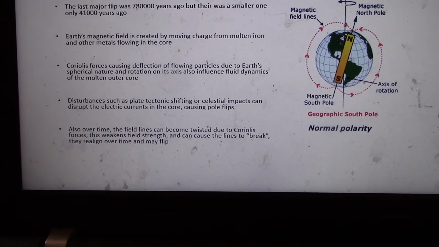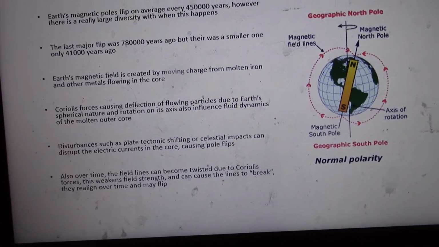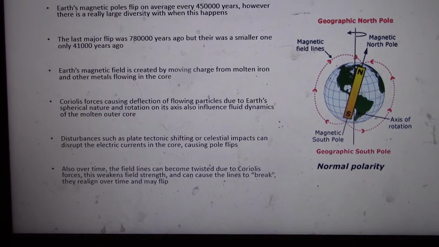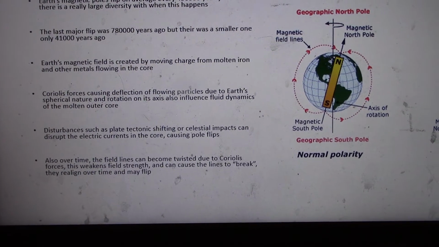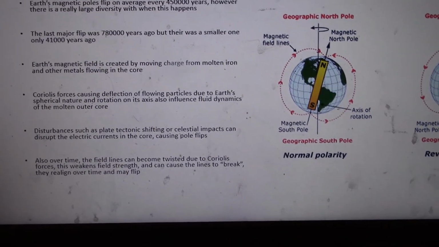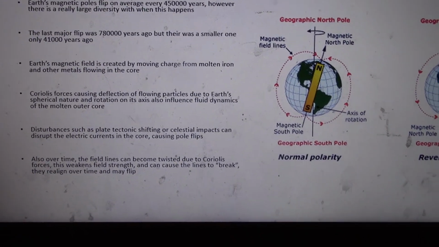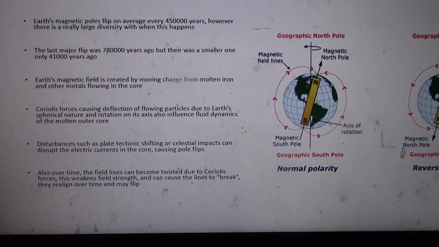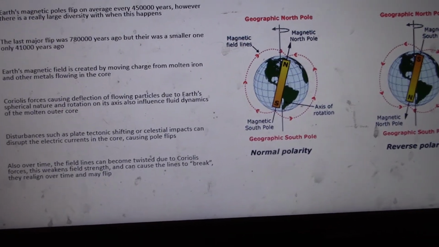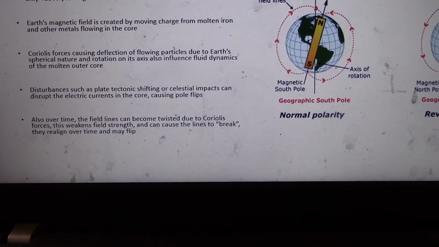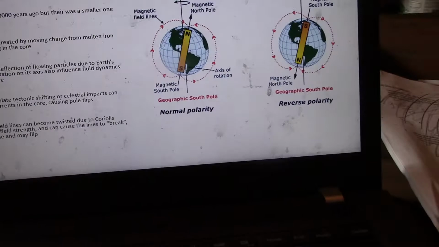Right, so Coriolis forces cause deflection of flowing particles due to Earth's spherical nature and rotation on its axis. And this influences fluid dynamics of the molten outer core of the Earth. So disturbances such as tectonic plate shifting or asteroids impacting the Earth can disrupt the electrical currents happening in the molten iron core. Those can cause pole flips. And then the natural rotation of the Earth can also cause that as well. So the field lines become twisted, and this weakens the field strength and can cause the lines to break and realign. So how do we know this happens?